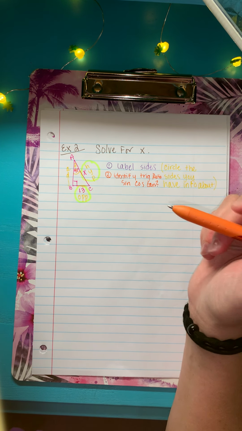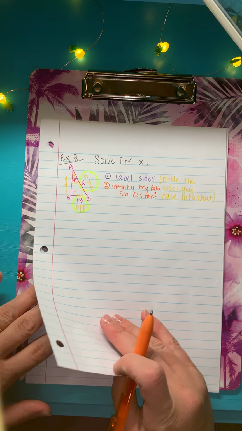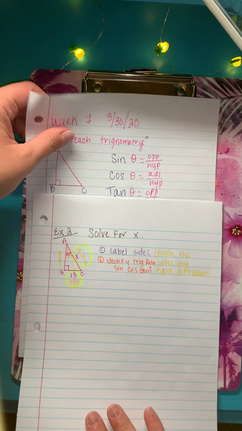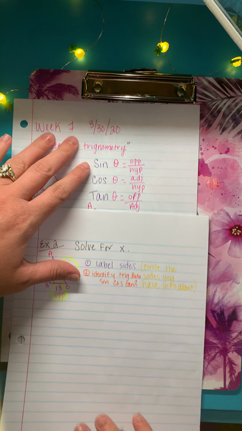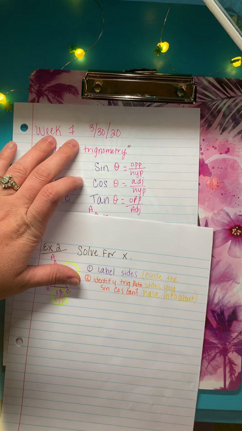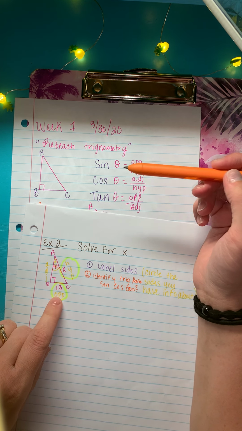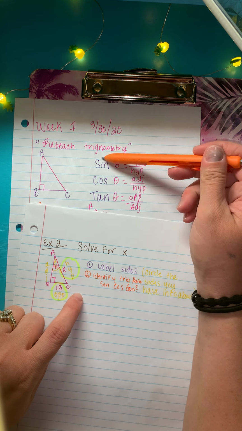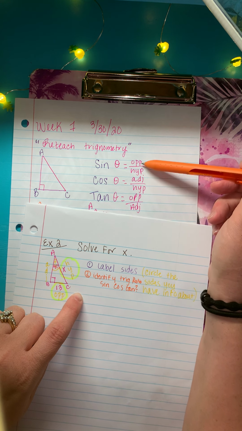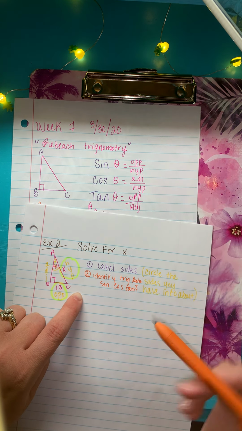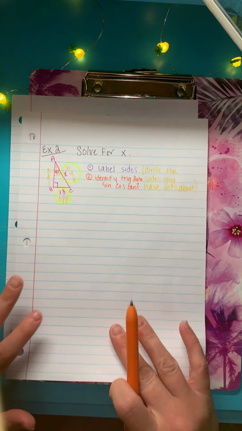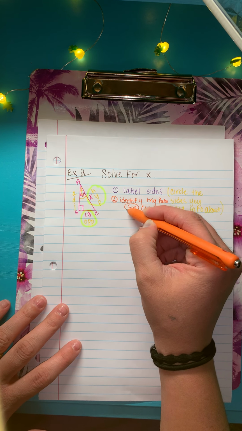So think back to our previous page here. I'll just go ahead and show that one real quick again. Remember our SOHCAHTOA. Which one uses the two that we highlighted? Well, we highlighted the opposite and the hypotenuse. So that would be sine. So I know I am going to use the sine function now. I'm going to circle sine there.